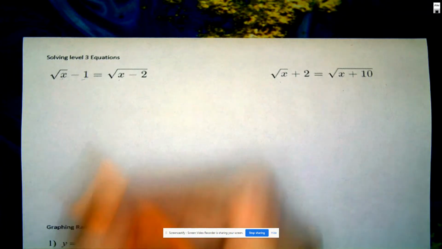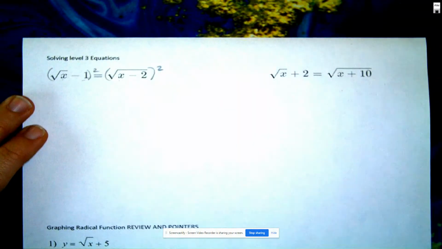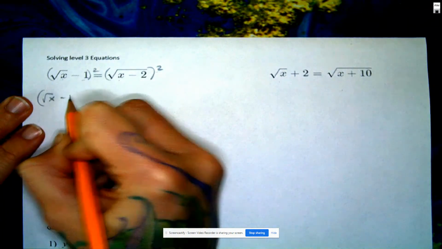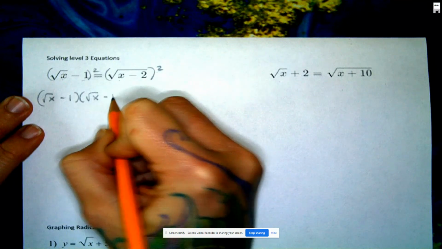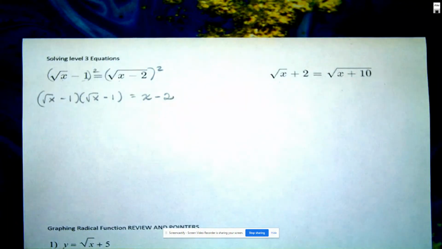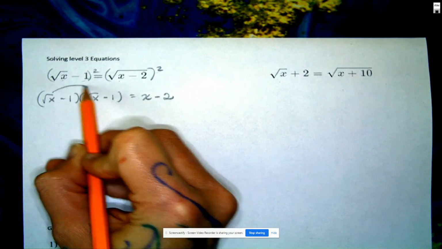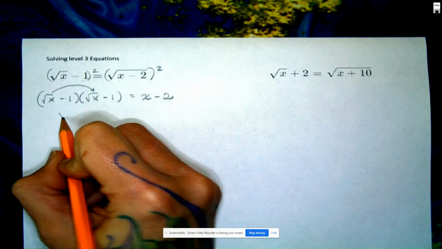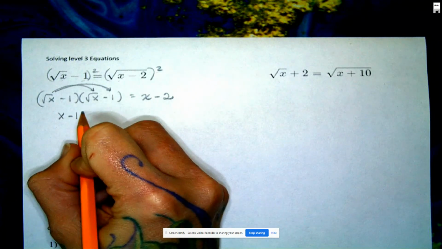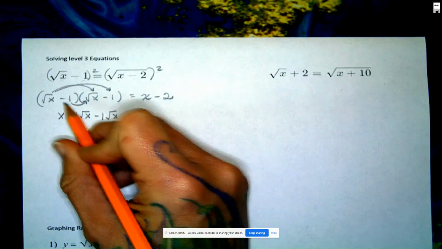So level 3, we're going to square both sides. Because if we can get one, we can get rid of this radical by squaring this alone. So that means I have the square root of x minus 1 times the square root of x minus 1 equals x minus 2. So that's beautiful. Now, multiplying radical numbers. The square root of x times the square root of x is going to give me x. Square root of x times a negative 1 gives me a negative 1 square root of x. Same thing here. And then negative 1 times negative 1 gives me 1.